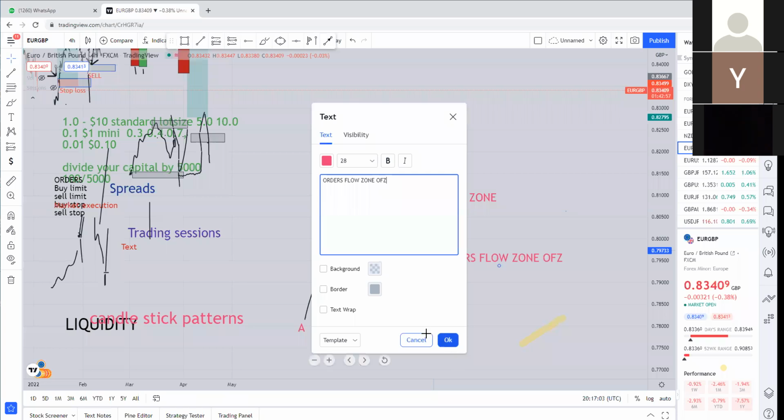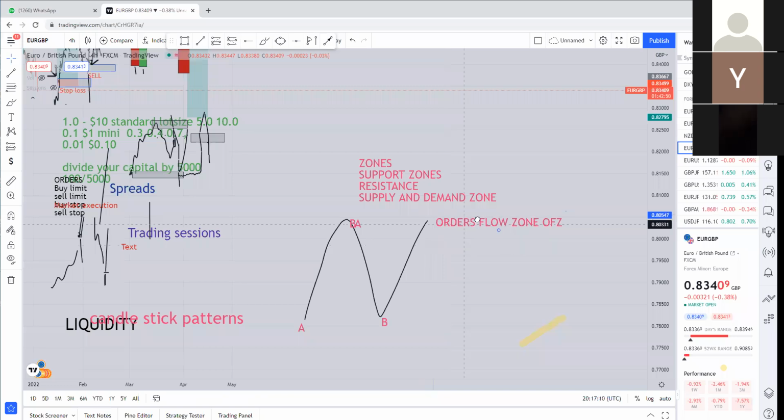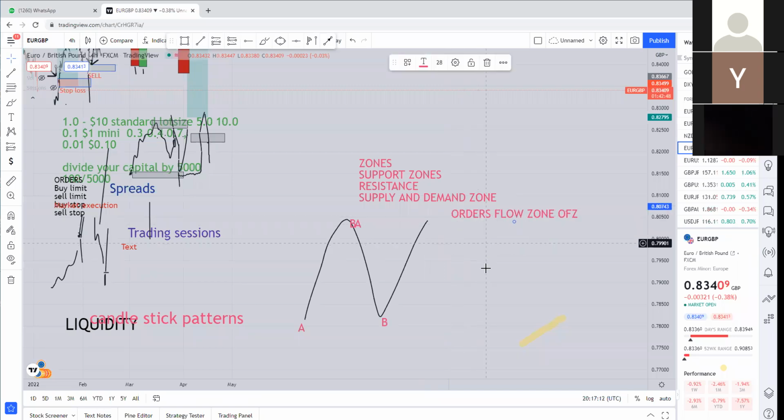As a trader, one of the things you must be able to do is identify your order flow zone. You understand? When you are able to understand your order flow zone, you will know where orders are resting. To trade successfully, you must be able to identify areas where there are zones. And what happens in that zone?